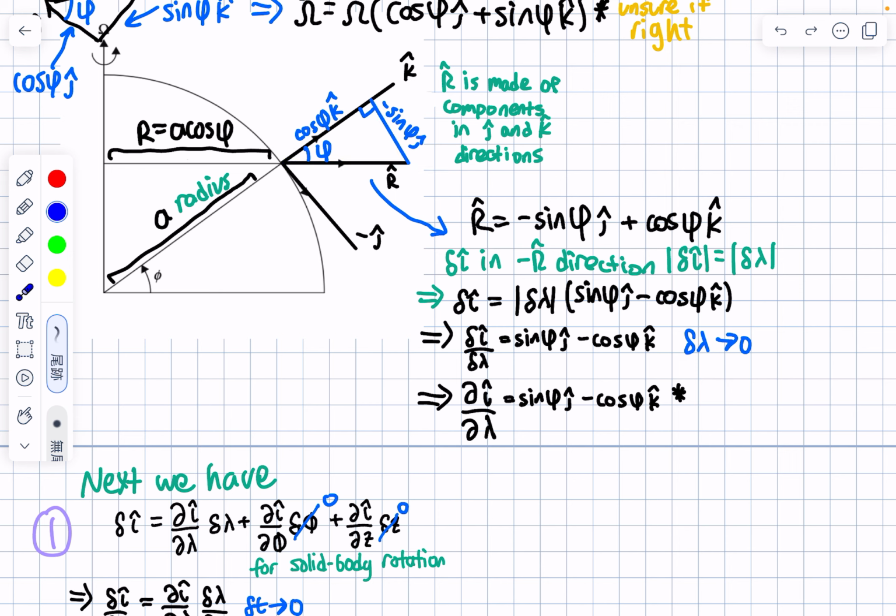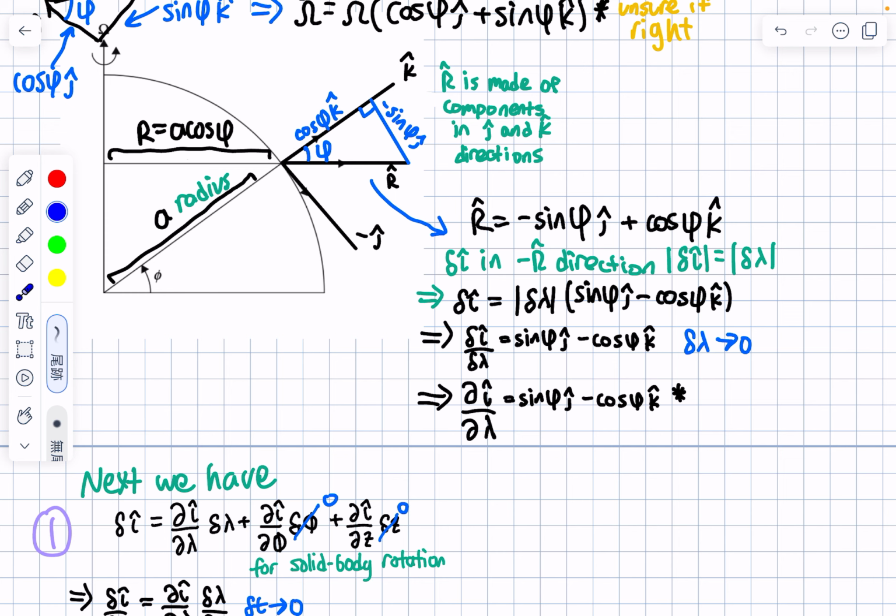So we can get adjacent side is cosine phi k hat, and this side is pointing in the negative j direction because j is this way. It's negative j. And then this side we can reflect to this side, and we know it's a negative j, it's the opposite, so it's negative sine phi j. So now we have another thing we need to know, which is r hat is equal to negative sine phi j plus cosine phi k hat.